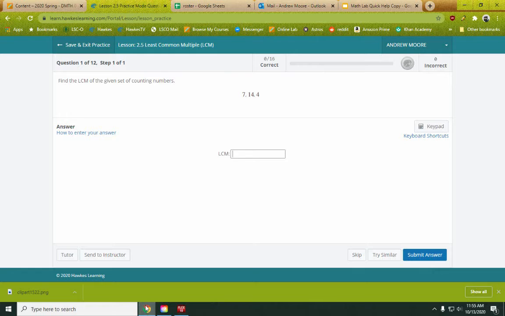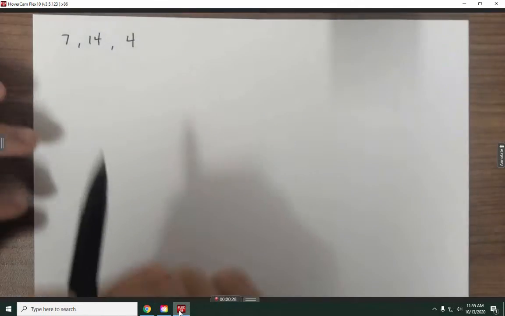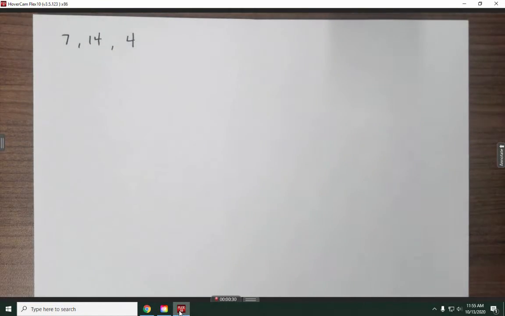Find the LCM of a given set of counting numbers. So we have the numbers 7, 14, and 4. The first thing I'd tell you to do, this is my strategy for solving this, is that you want to know if these numbers are prime numbers or what numbers they split into.